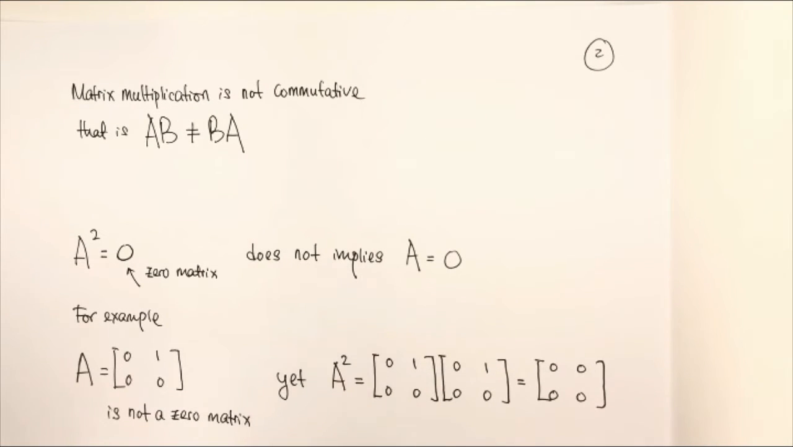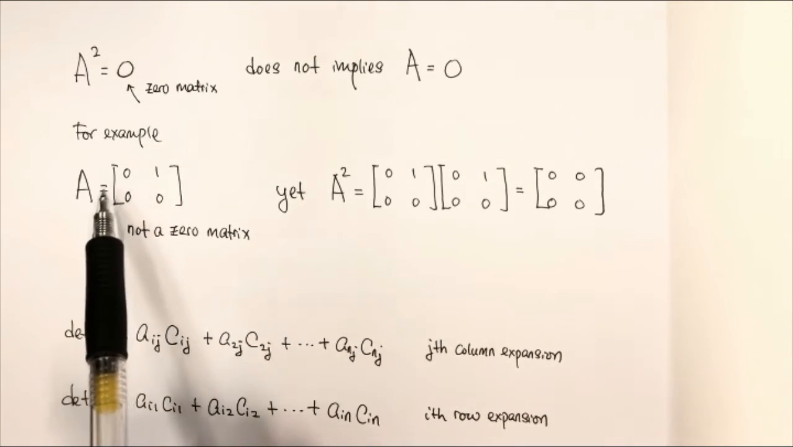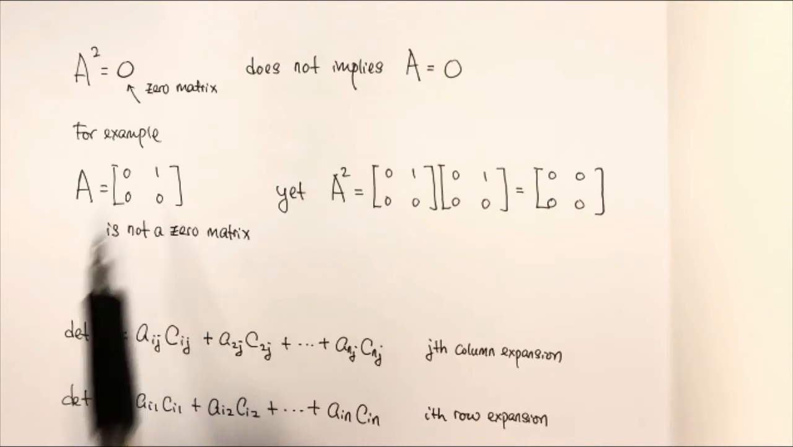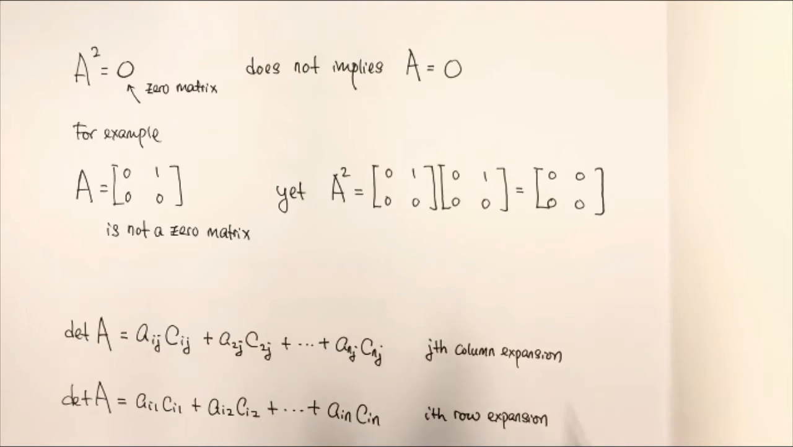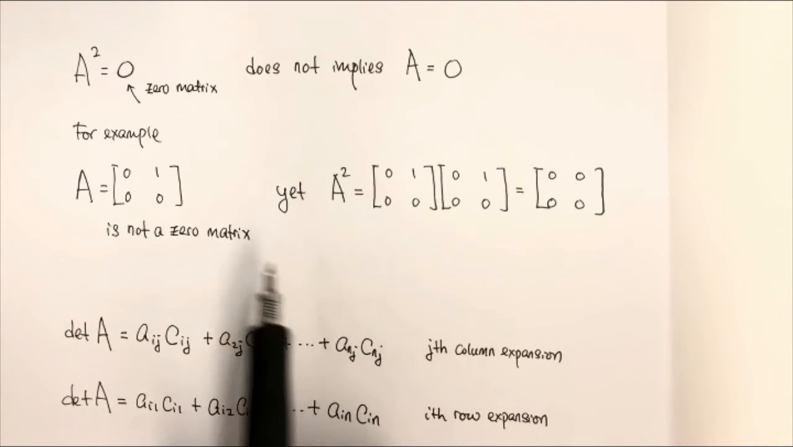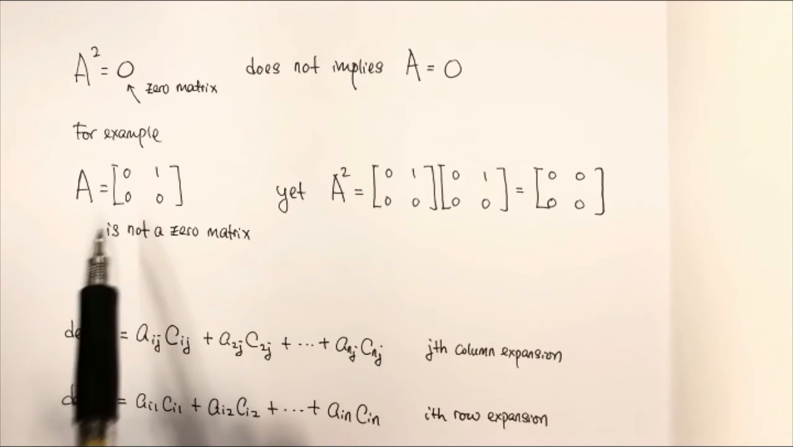Most of you know that, but you also have to be aware that matrix multiplication is not the same as multiplying real numbers. For real numbers, if you have a squared equal to 0, then a has to be 0. But this is not true for matrices. For example, look at this 2 by 2 matrix A, which is clearly not 0, we have 0, 1, 0, 0. Yet, if you compute A squared, you can see that A squared is actually a 0 matrix. So this tells us that A squared equals a 0 matrix doesn't imply that A equals 0.